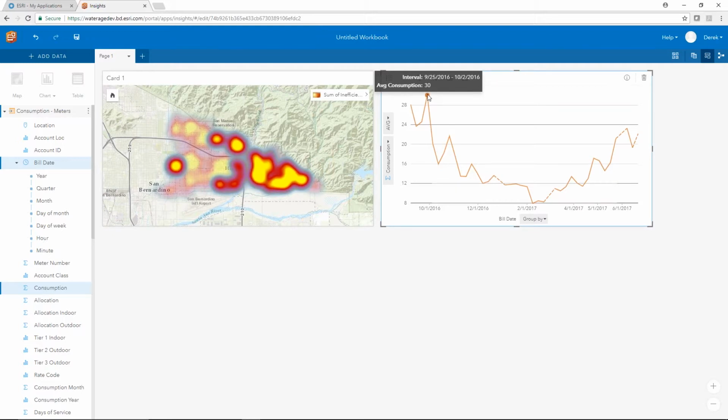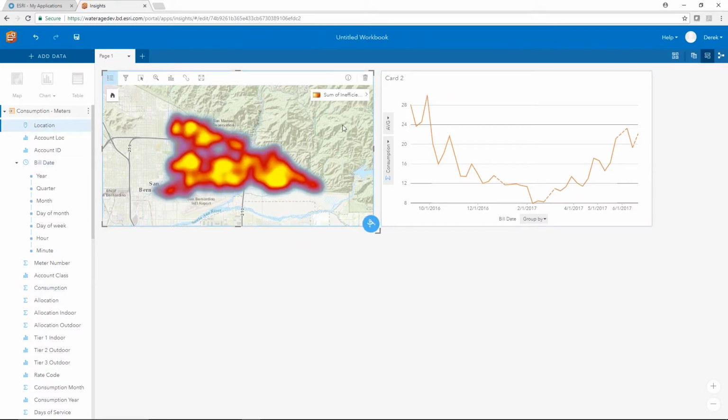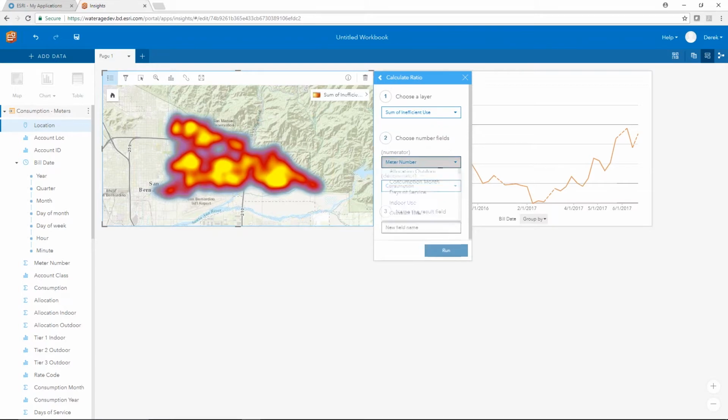So people sprinkling their lawns, forgetting to turn their sprinklers off, adjusting to the seasons. So we wanted to dig deeper into that outdoor water consumption to see if we could identify who some of our individual excessive outdoor water consumers were. So inside of Insights, we're going to do that using a ratio. In this instance, we're going to create a ratio using our outdoor water use over our indoor water use. We're going to call that field our usage ratio.